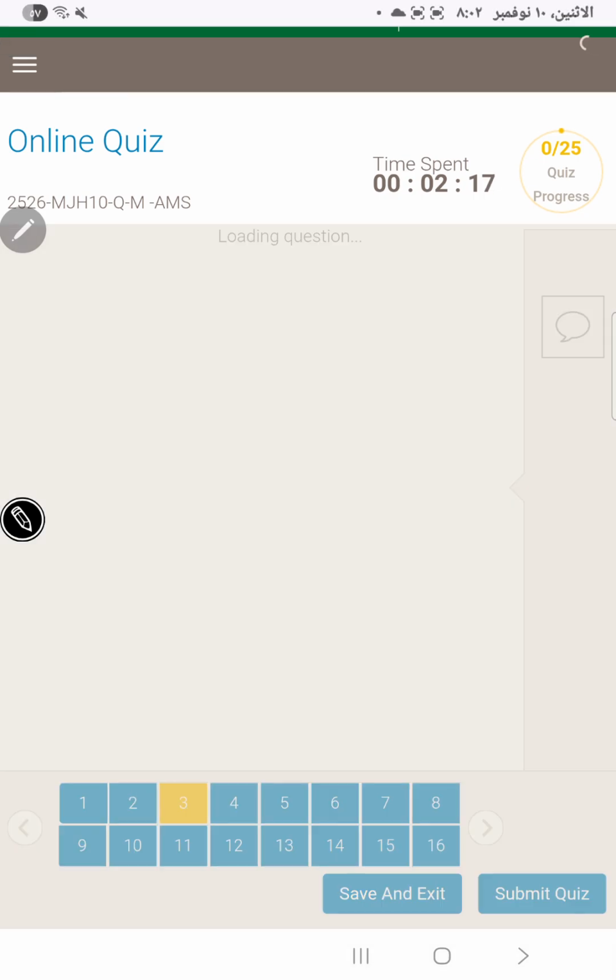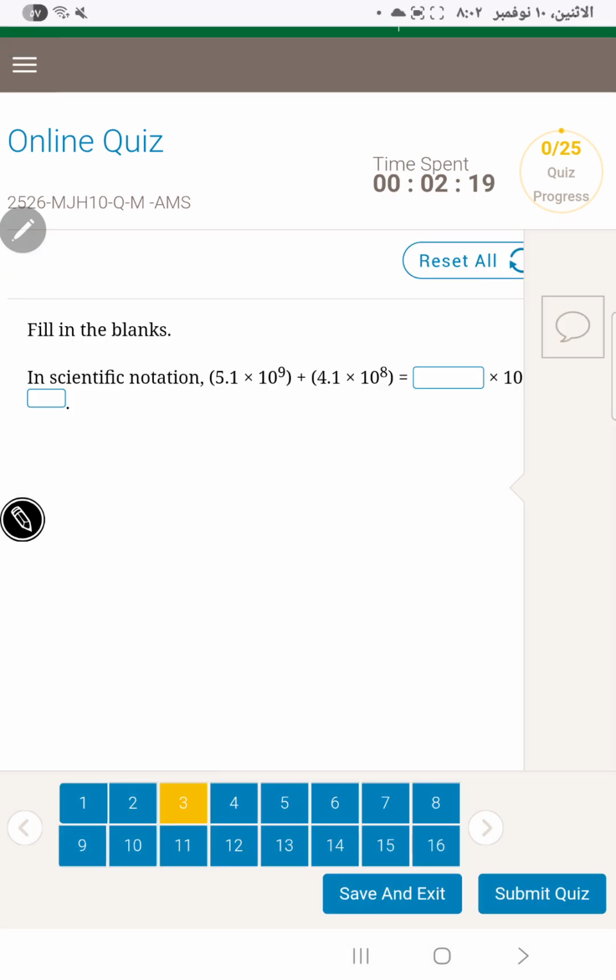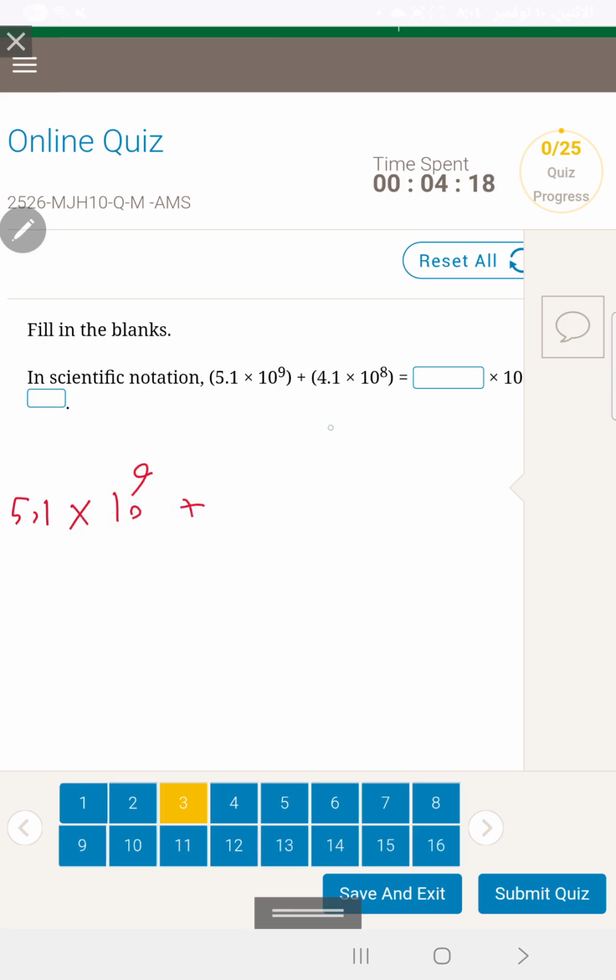Question number 3. In scientific notation, you have to add these numbers. Now to do that, we have to write both of them with the same exponent. So this is 5.1 times 10 to the power of 9, leave the same. And the other one here, which is 4.1, divide by 10, and then multiply by 10 here. So times 10 to the power of 8.